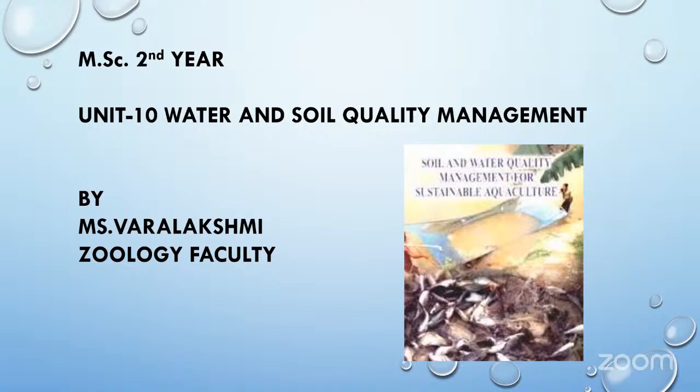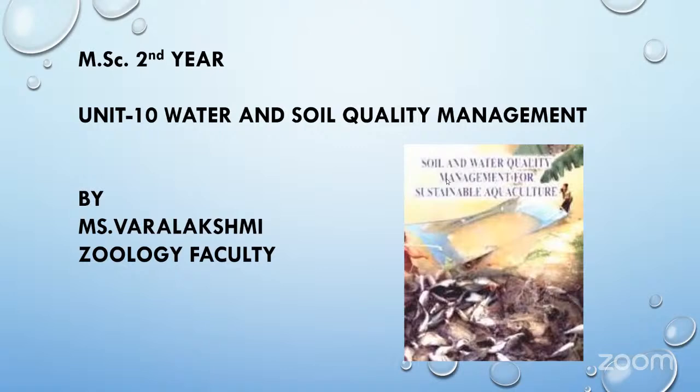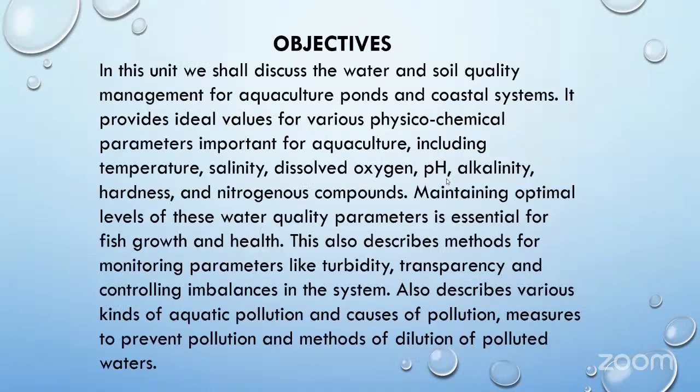Today we are going to discuss Unit 10, Water and Soil Quality Management. This is from MSc, second year. Now, what are the objectives of this chapter? In this unit, we shall discuss the water and soil quality management for aquaculture ponds and coastal system.